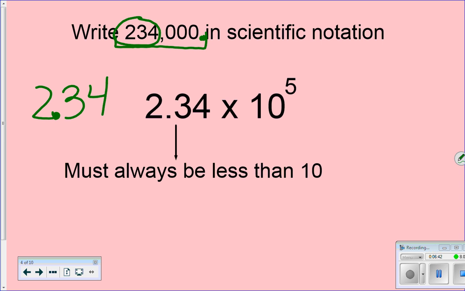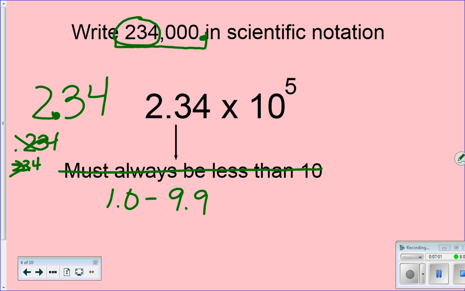It should be between 1.0 and 9.9. In other words, it's always going to go between the first two numbers. Because let's say I write it like this. Is that between 1 and 9.9? No. Is 23.4 between 1 and 9.9? No. So it's always going to go between the first two numbers, you guys. Okay? Does that make sense so far?